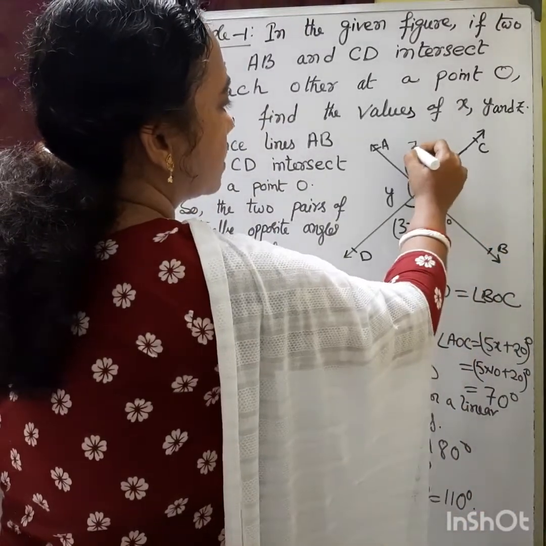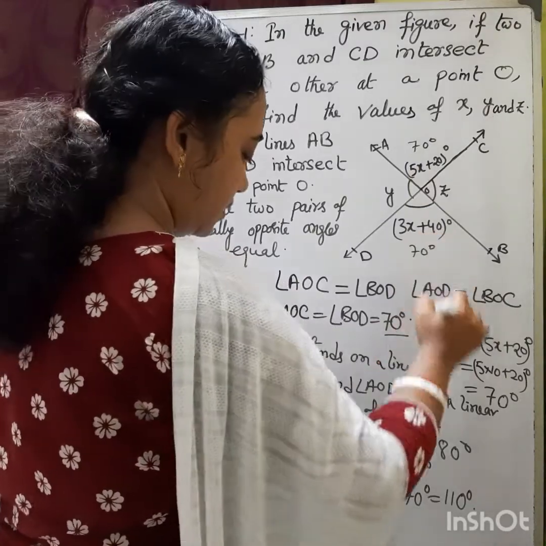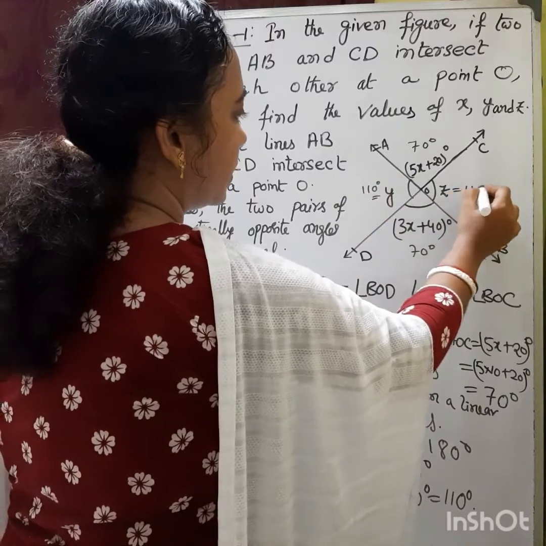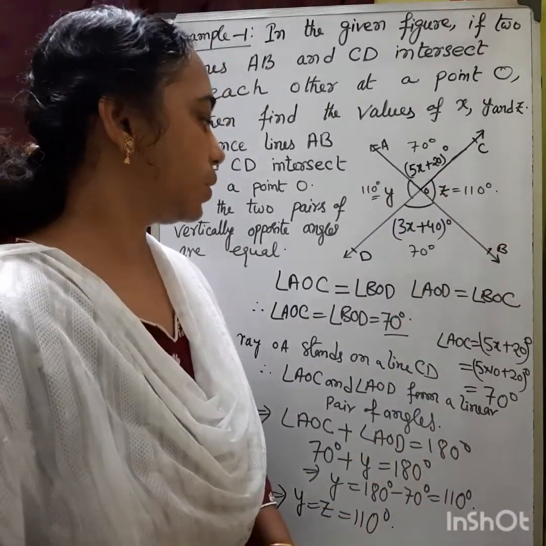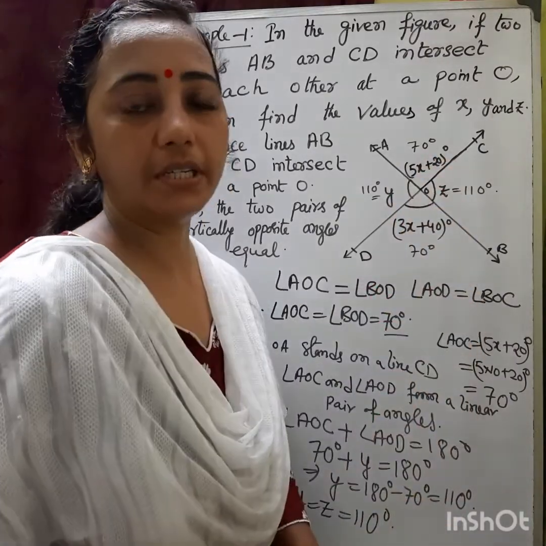So this is coming here 70 degree. These two angles are equal, so this is also 70 degree. So here y is equal to 110 degree and z is equal to 110 degree. So these are the required values. Here x is equal to 10 and this total angle is here 70 degree.